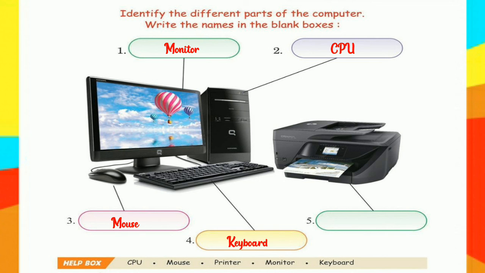Okay, now next and last, what is this picture about? Yes, it's a printer. The printer puts words and pictures from the computer onto paper. So the printer is also an output device.